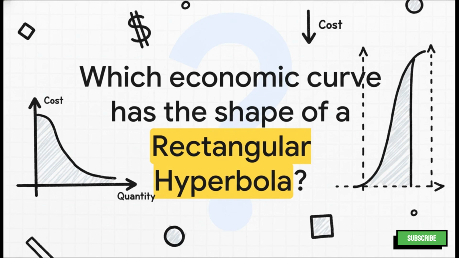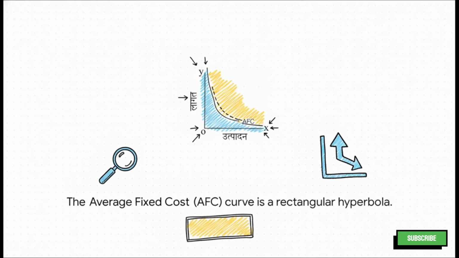Okay, now for a question that tests our knowledge of cost curves. It's asking us which specific curve in economics takes the shape of a rectangular hyperbola. And this slide illustrates the answer perfectly. This is the average fixed cost, or AFC curve. Just look at how it continuously slopes downward as output increases, getting closer and closer to the axes, but never actually touching them. That specific shape is the rectangular hyperbola.